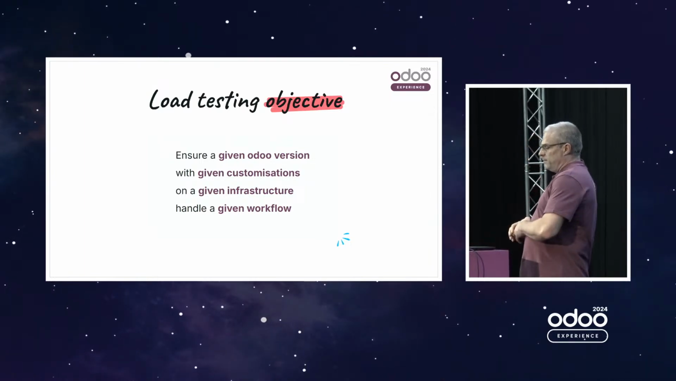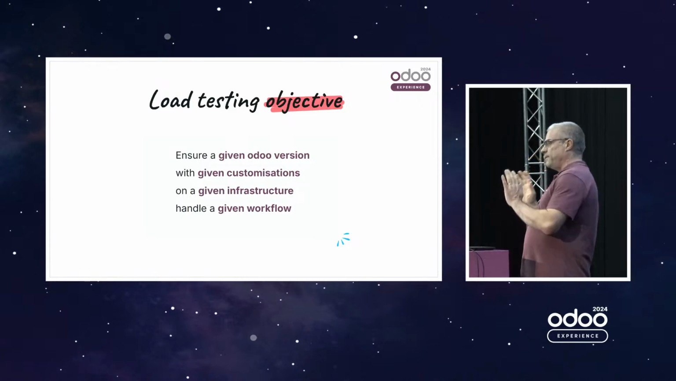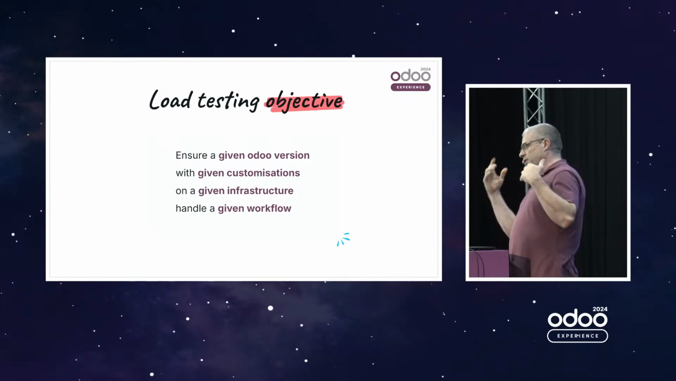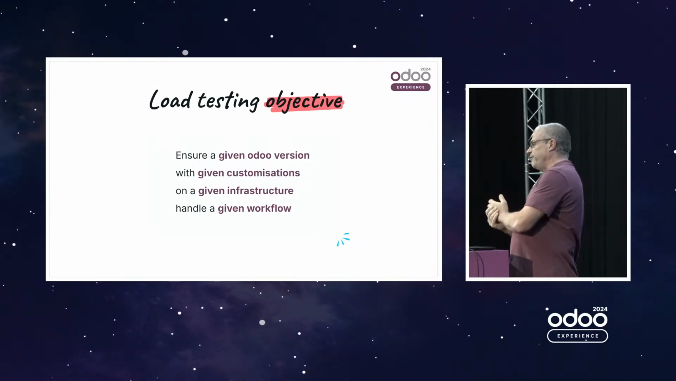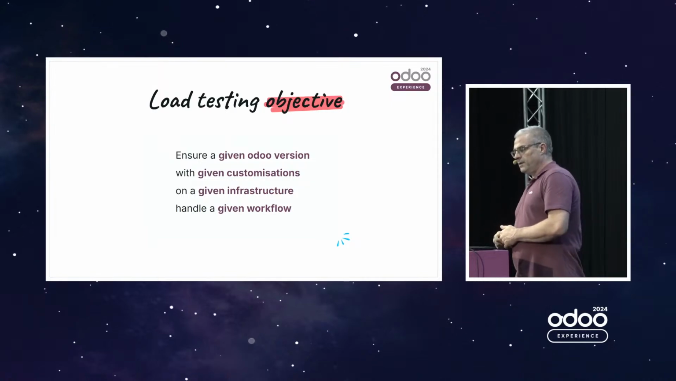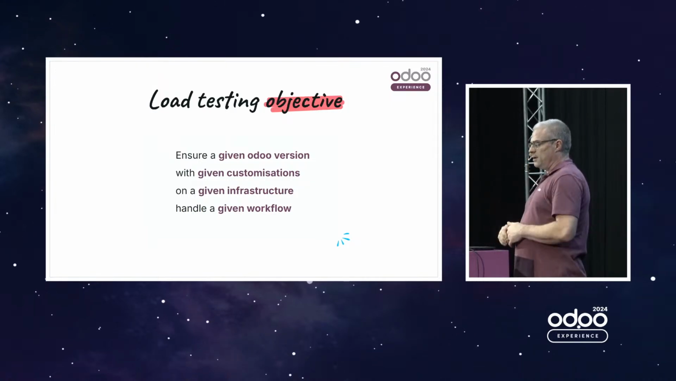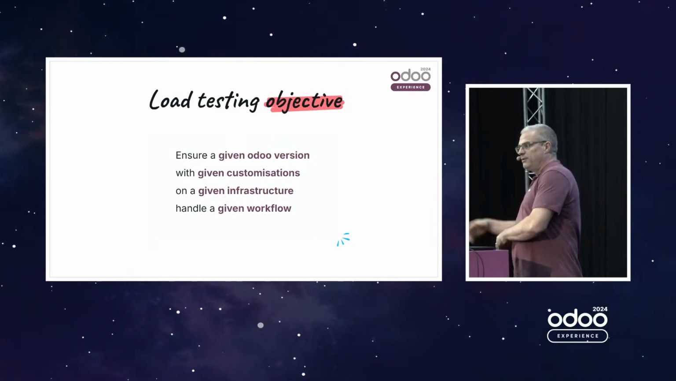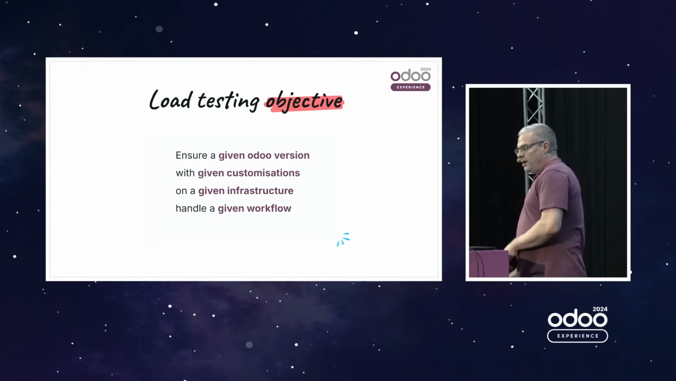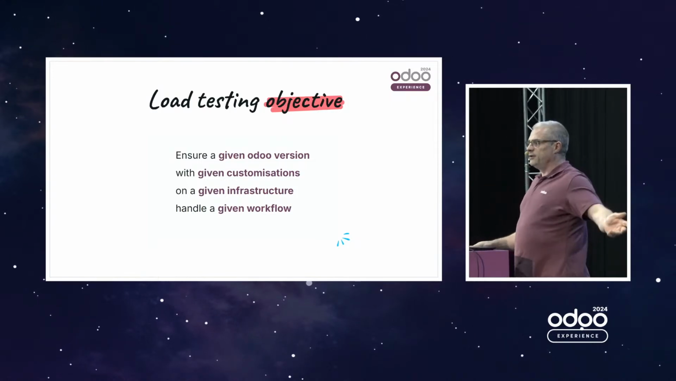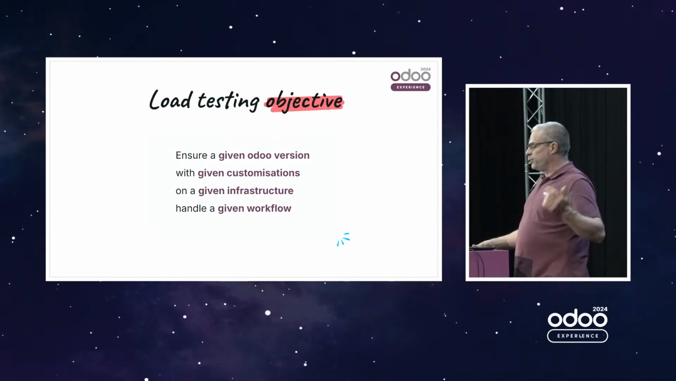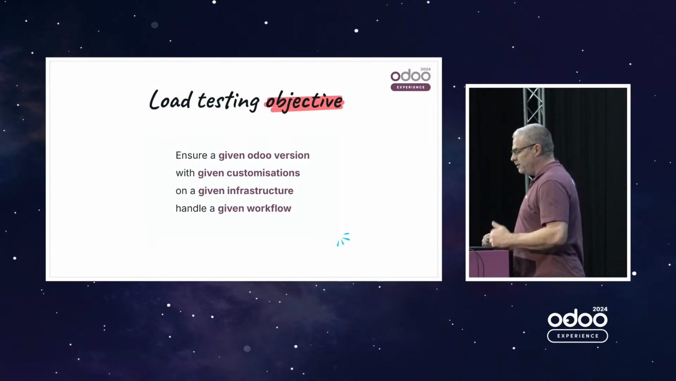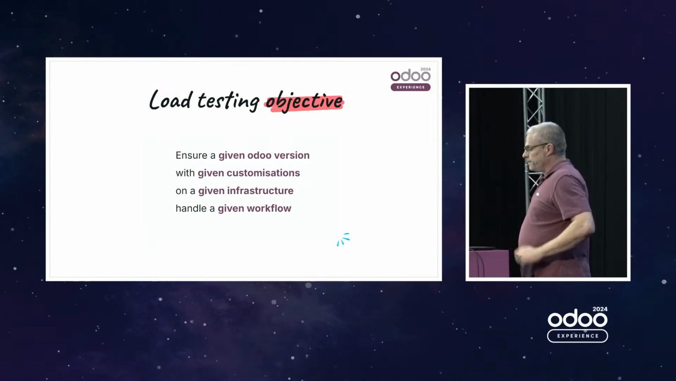The aim of a load test is to ensure that a given Odoo version with given customization, with a given infrastructure, handles a given workflow. It's not a good idea to test on a Raspberry Pi while you will run on a supercomputer in production. It's not ideal to test a vanilla Odoo without any customization on a supercomputer while your production will run with thousands of lines of code on a Raspberry Pi. So it's not realistic.